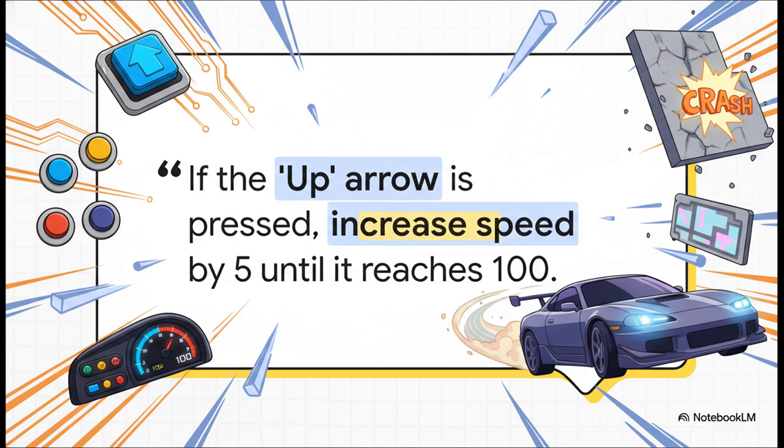And here's a perfect example of a simple algorithm for Turbo Drift. It's a crystal clear instruction. Check if a button is pressed, and if it is, do this one specific thing.